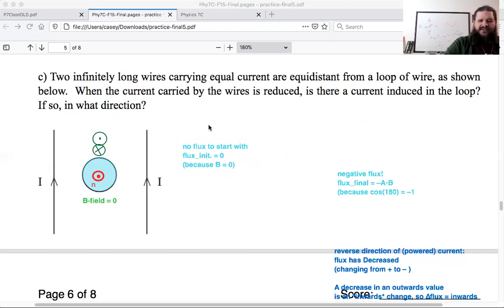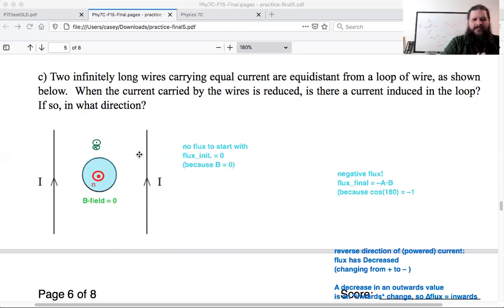And then how are we changing this? What are we doing? The current carried by the wires decreases. Yeah, so we're going to take both wires and make their currents weaker. What does that do to these magnetic fields? Would they also be weaker? Yeah, so we get these strong magnetic fields that cancel each other out. We're going to make them weaker.